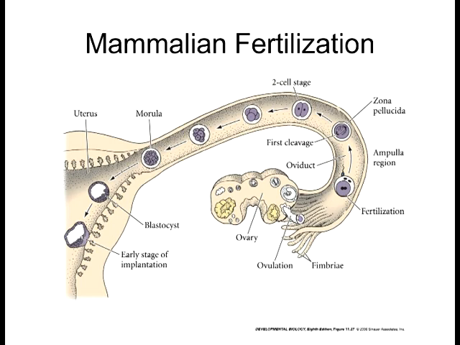It will then finish meiosis 2, eject one of the nuclei, which we call a polar body, and retain the last one, and then those nuclei will fuse, and then it will start going through the processes of cleavage and gastrulation, and then eventually implantation into the uterus.